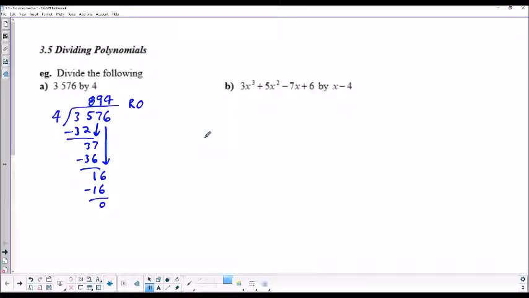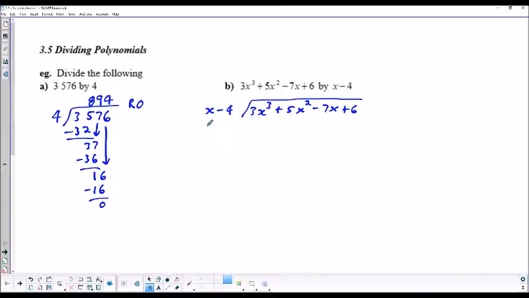Now we're going to look how long division works with polynomials. We've added polynomials before, we've subtracted, we've multiplied, and now finally we're going to learn how to divide. So same sort of idea. I'm going to have x minus 4 out here. I'm going to write 3x cubed plus 5x squared minus 7x plus 6 underneath the bracket, or the division symbol, I guess.